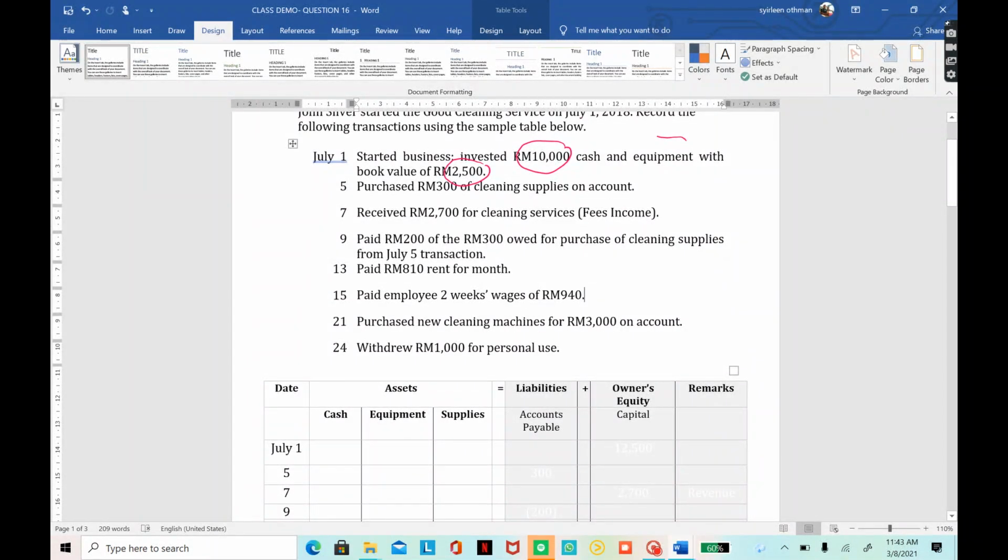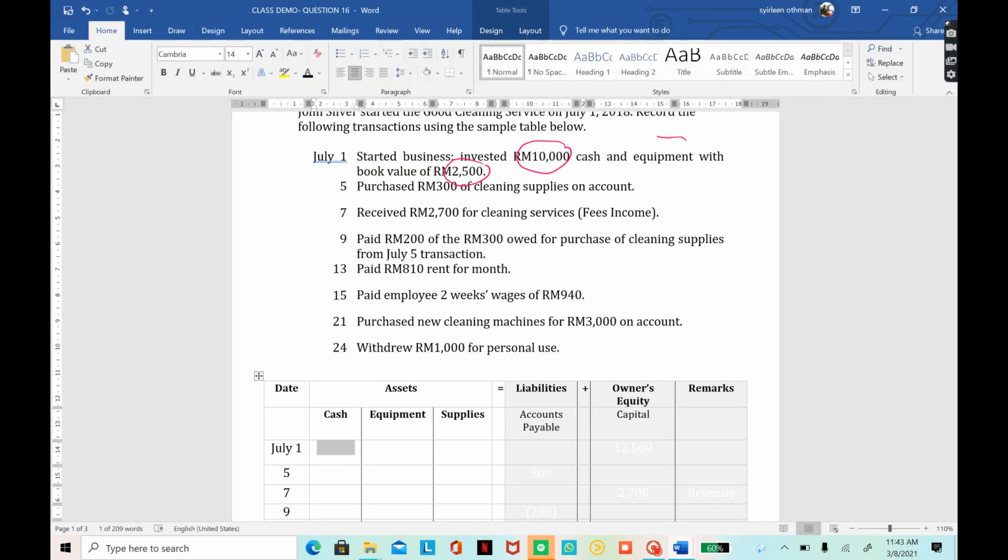So in the cash column, here we will add 10,000 ringgit. And this 2,500 we put into the equipment column. And at the same time, since this is the accounting equation, that means you need to have a balanced amount for both sides. So we're going to add 12,500 ringgit into the owner's equity column, which is capital. So this is for the transaction on July 1st.